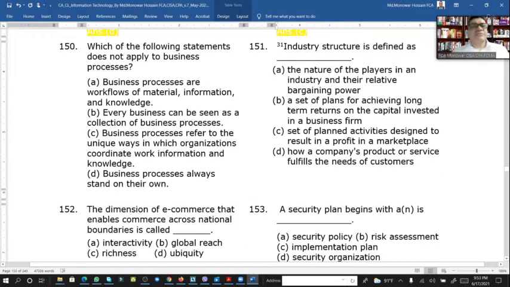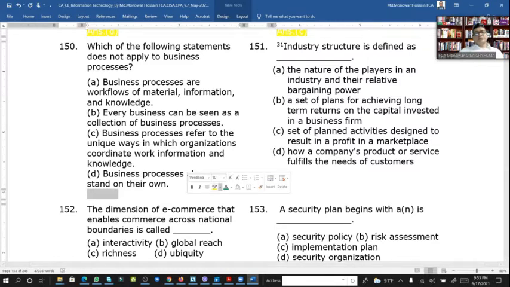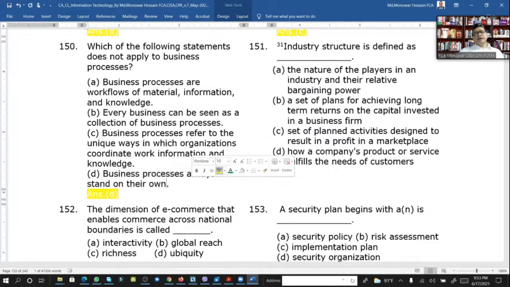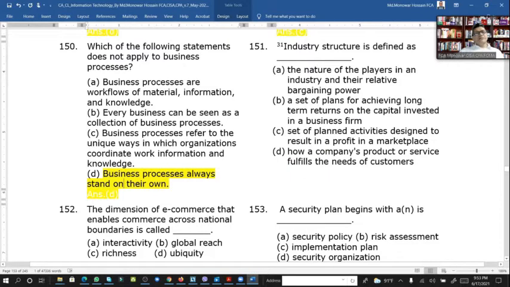Which of the following statements does not apply to business process? So here 4 items, 3 are related, 1 is not applied to business process. So business processes always stand on their own. The answer is D, but the real answer is ABC, because business processes are workflows of material, information and knowledge. Every business can be seen as a collection of business processes. Business process refers to the unique ways in which organizations coordinate work, information and knowledge.